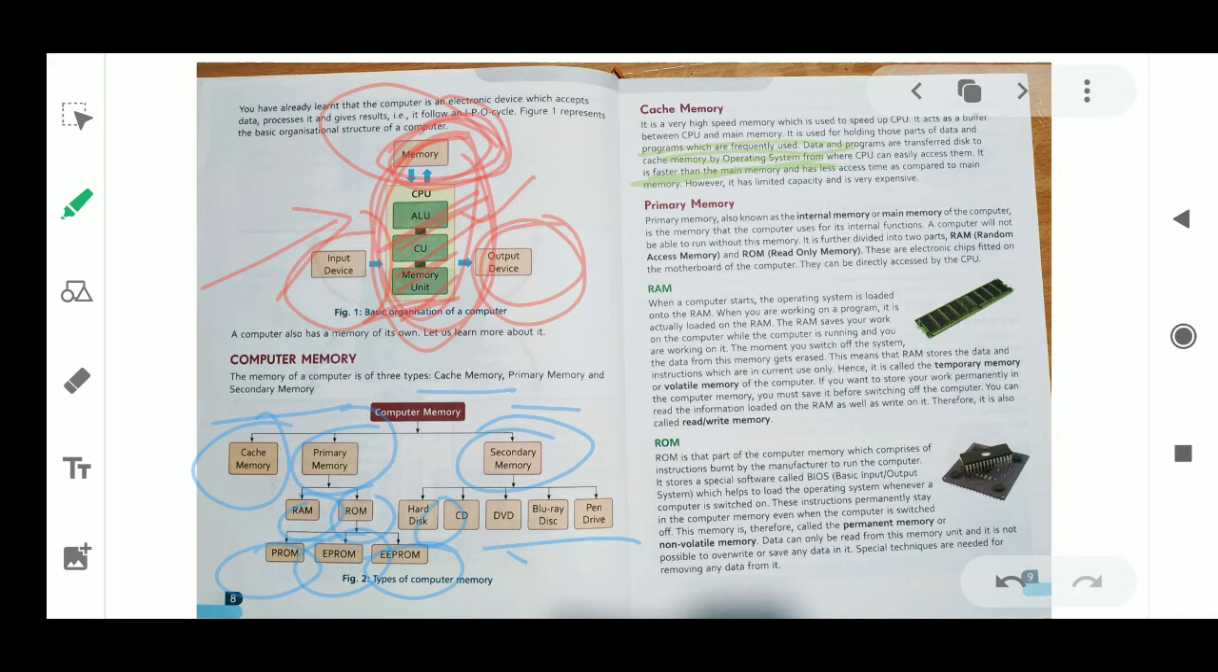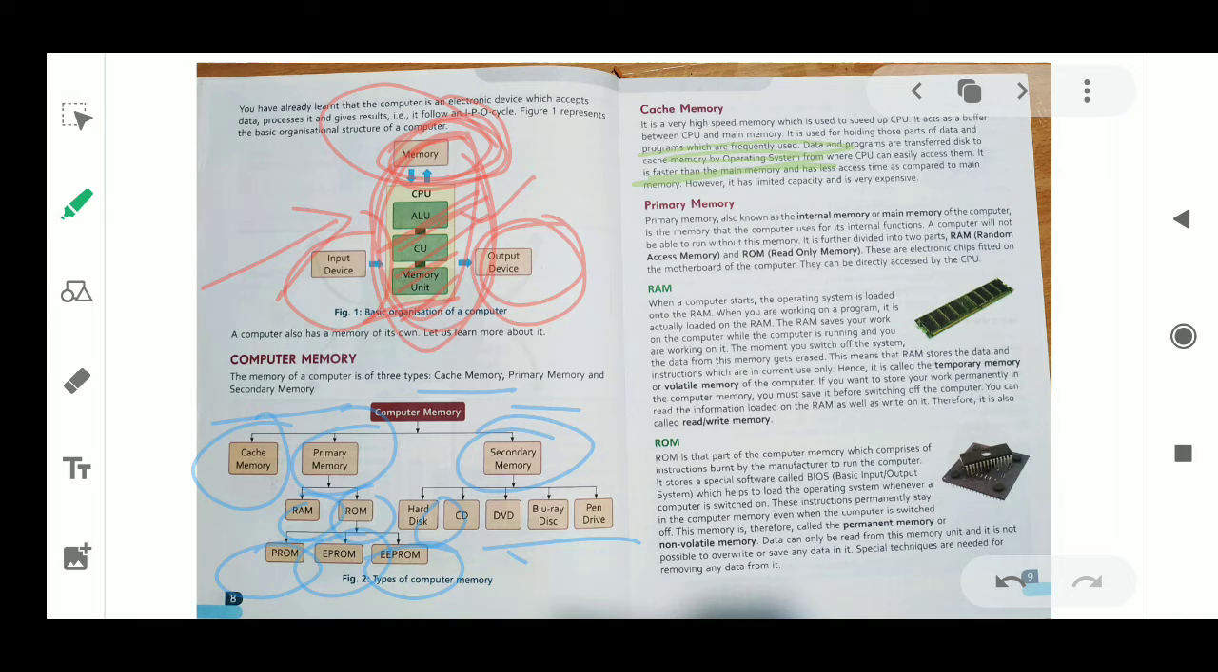Next, whatever programs the computer frequently uses, means again and again, that particular instruction the computer keeps in that cache memory. Data and programs are transferred from disks to cache memory by the operating system, from where the CPU can easily access them. And one more thing you must know, this is a very fast memory. It is faster than main memory and has a lower access time as compared to main memory.